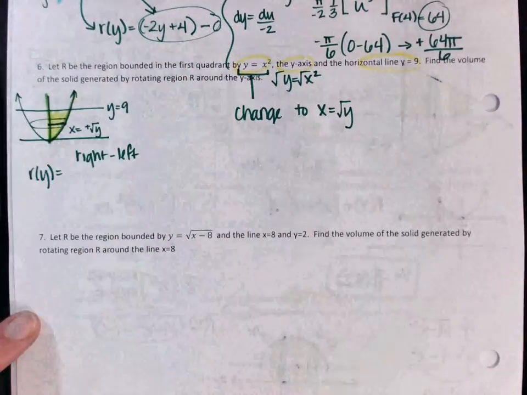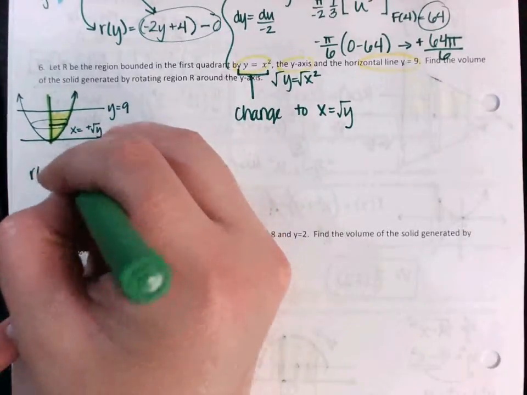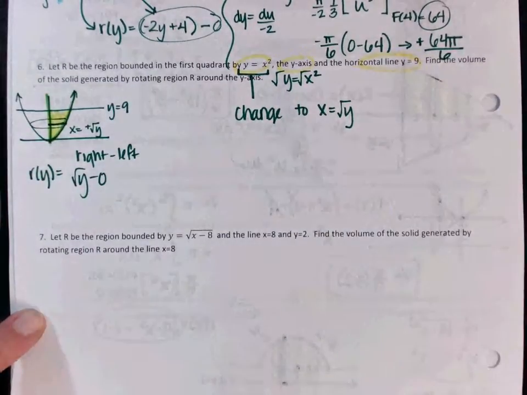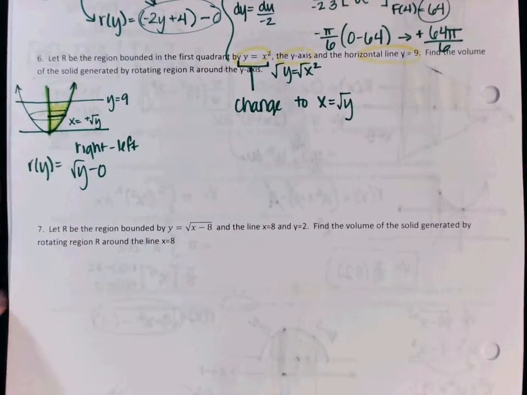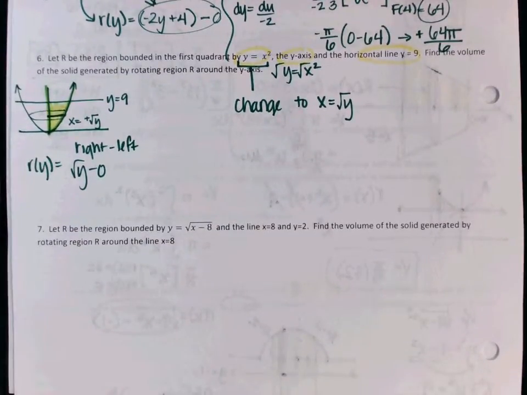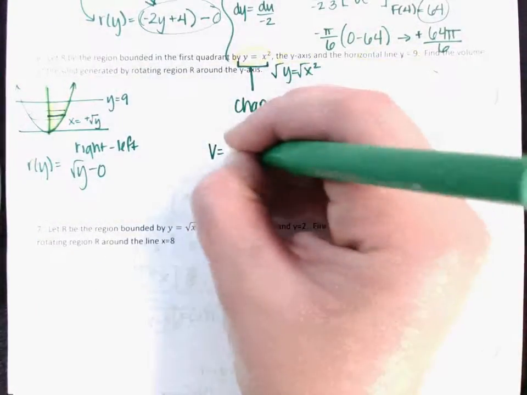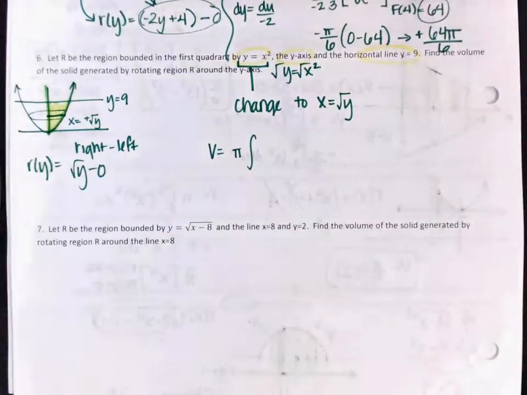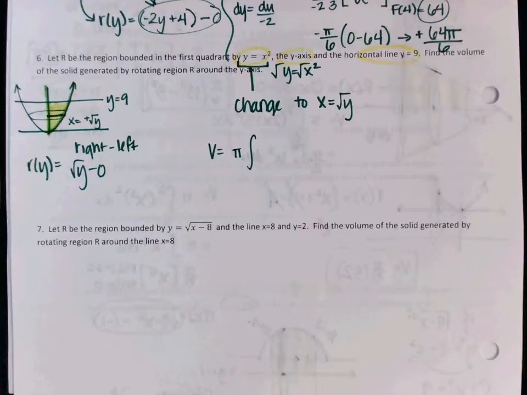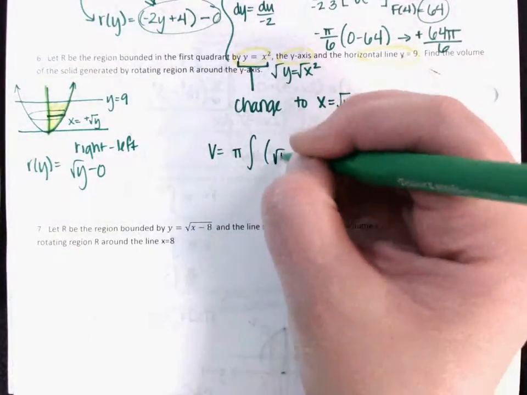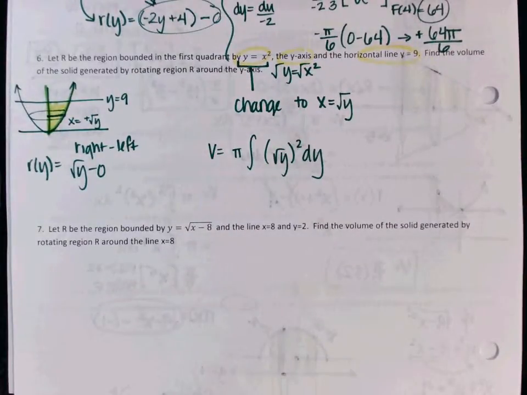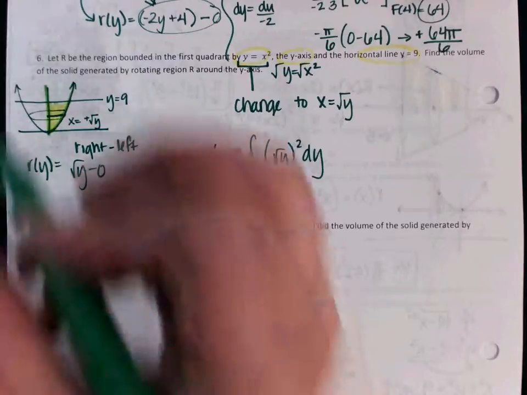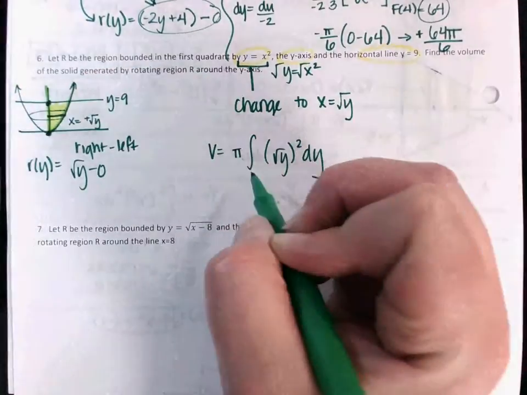What's my center, if you will? 0. So it'd be root y as my right side minus the y-axis, which is 0, as my left side. And then remember, volume equals pi integral of whatever my radius was squared. So if it's square root y squared, that would be my radius in the middle. And then what would my endpoints be? 0 to 9. Okay?